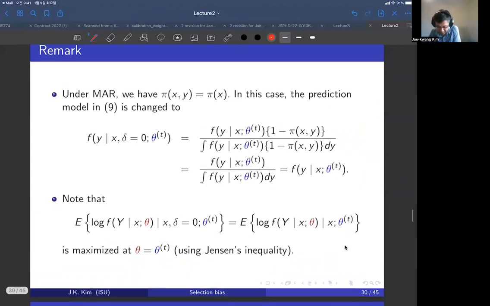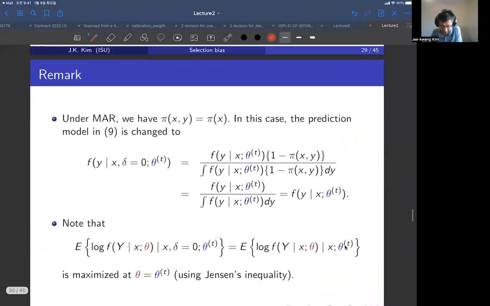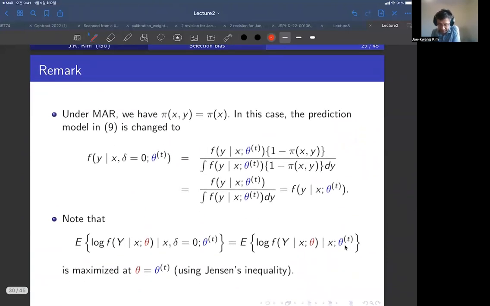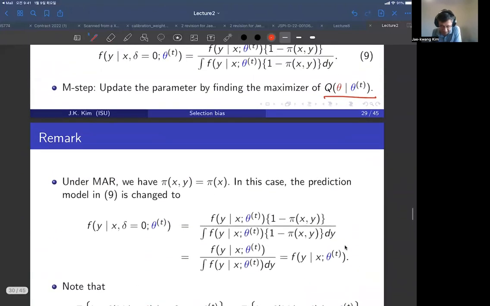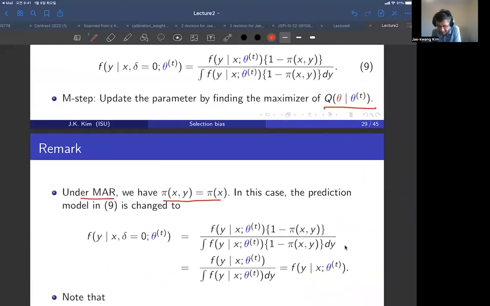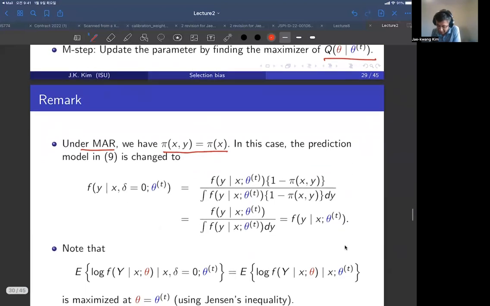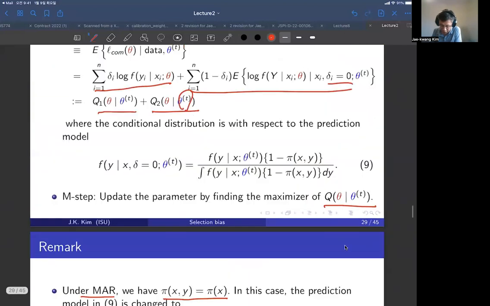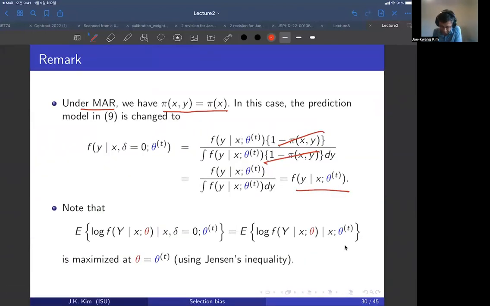Let me just continue. First remark is that under missing at random, we have pi of x, y equal to pi of x. So in this case, x cancels because it's a function of x only. So you get just this one. Then I'm looking at this Q2 term. For the Q2 term, you can now ignore this part because of missing at random.